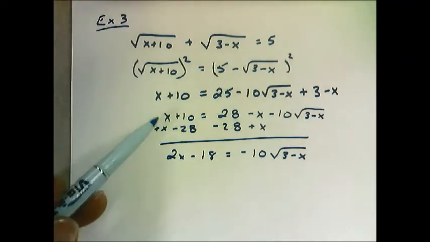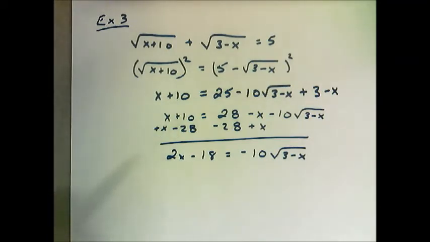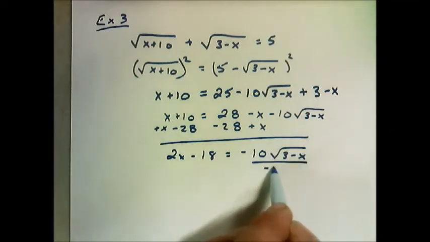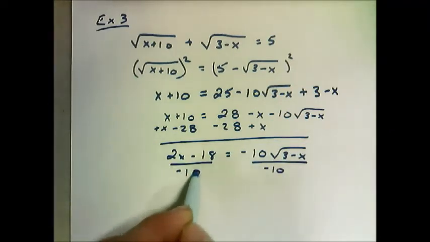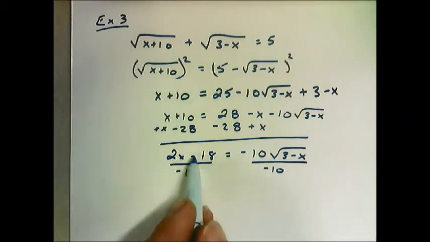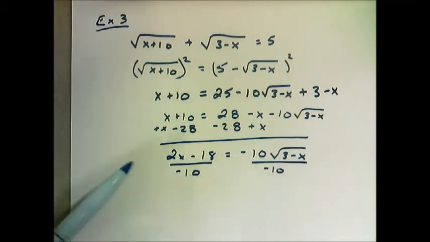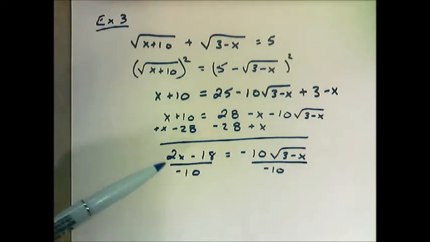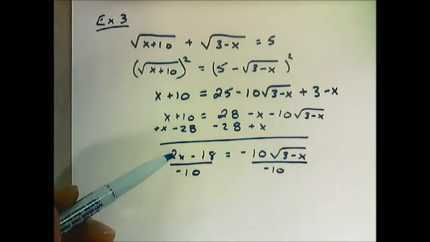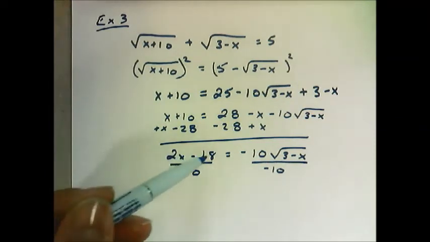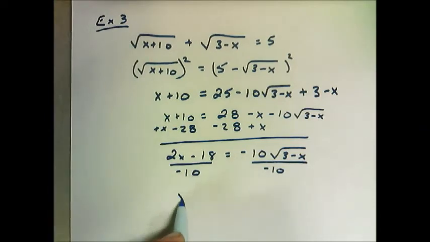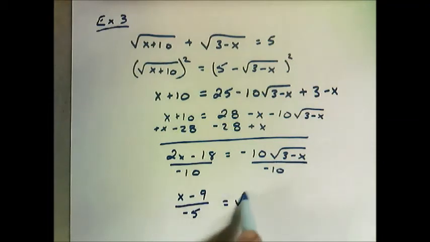Notice my x did not cancel in this example like the previous two did. So now I'm going to go ahead and divide by negative 10. So I have 2x minus 18 over negative 2. Well, if we remember from our quadratic formula in simplifying, we can divide each of those terms by 2. And we're going to do that here to make our life a little easier. So I have x minus 9 over negative 5 equal to the square root of 3 minus x.